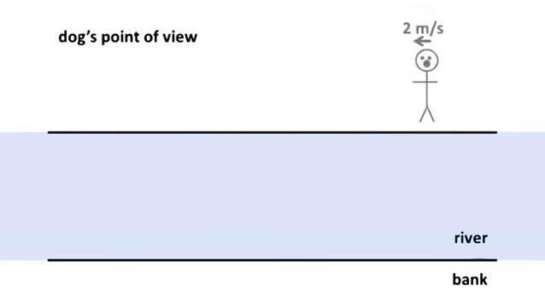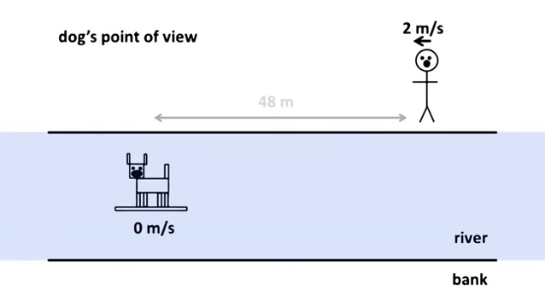Let's look at this from your dog's point of view. We do this by taking his velocity of 6 metres per second off all of our vectors. From his point of view, he has 0 velocity. From his point of view, you have a velocity of 8 minus 6 equals 2 metres per second, and initially you are 48 metres away from him. The question now becomes, how long will it take you to reach him? You need to travel 48 metres from his point of view. Your velocity is 2 metres per second, so it will take you 48 divided by 2 equals 24 seconds again.